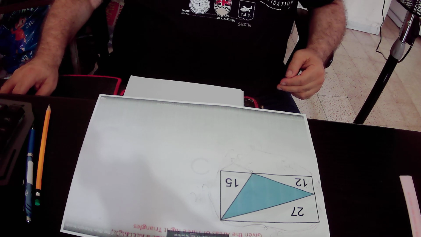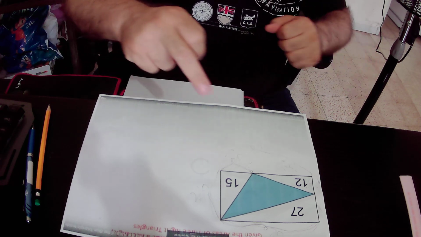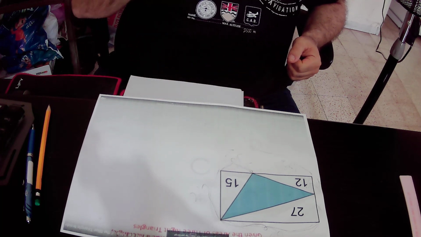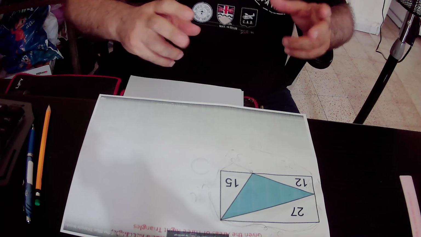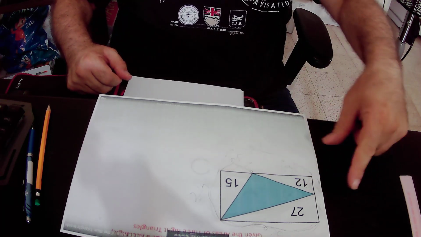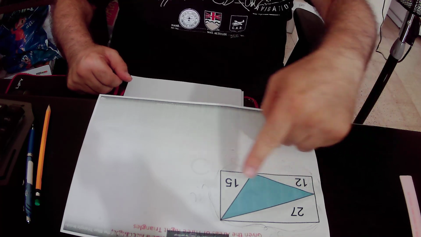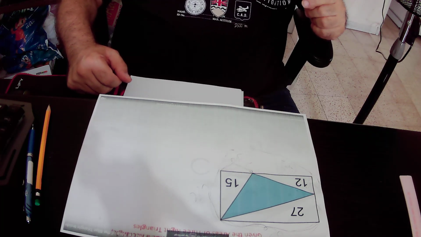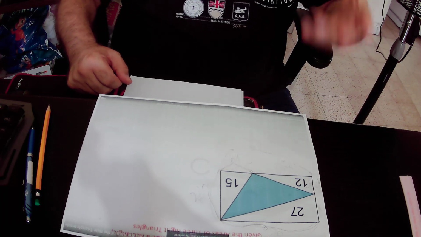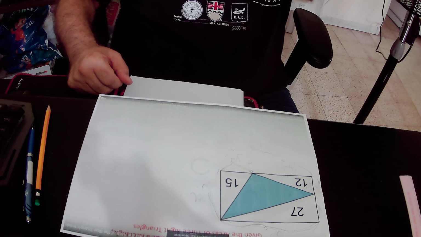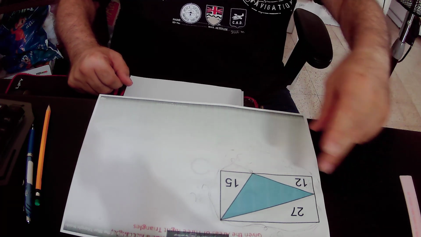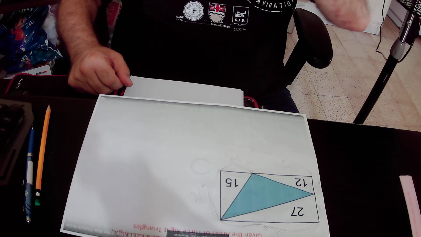Hello, in this lecture we will find out the area of the blue triangle. As you can see in the drawing, we have a rectangle that contains three right triangles, and the areas of those three right triangles are given to us, and the rectangle contains also the blue triangle.